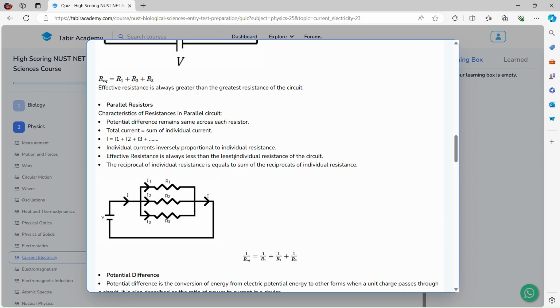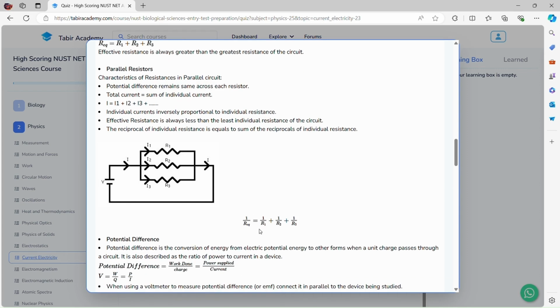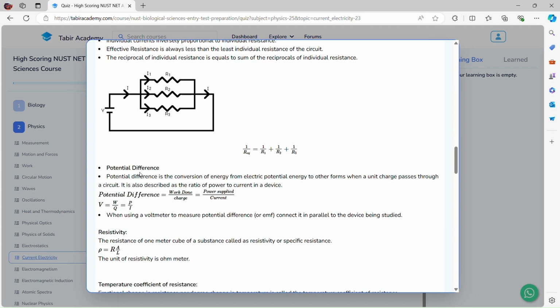Individual currents are inversely proportional to individual resistance. Effective resistance is always less than the least individual resistance of the circuit. The reciprocal of effective resistance is equal to the sum of the reciprocals of individual resistances: 1/Req = 1/R1 + 1/R2 + 1/R3, and so on.